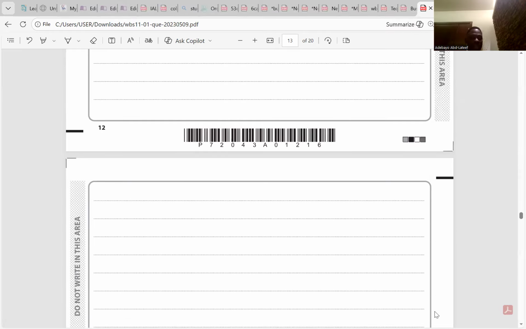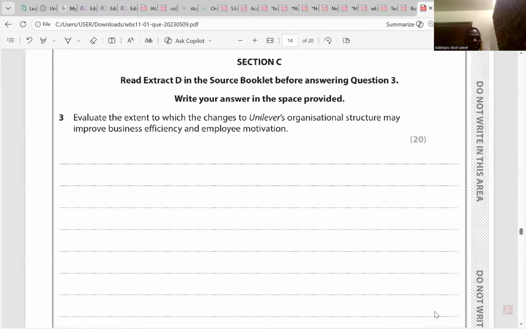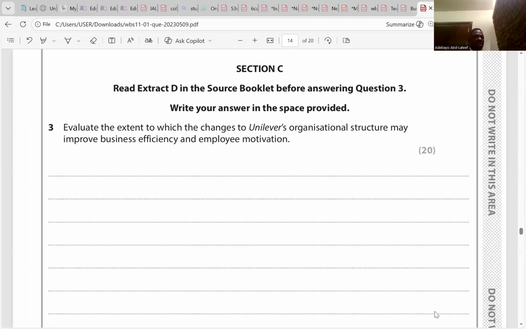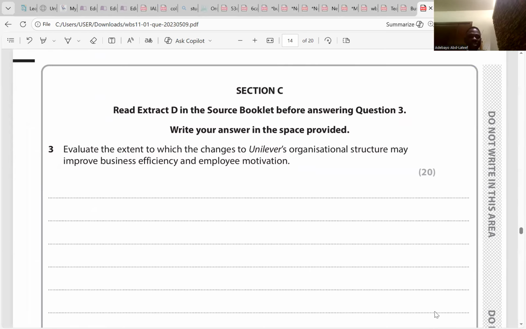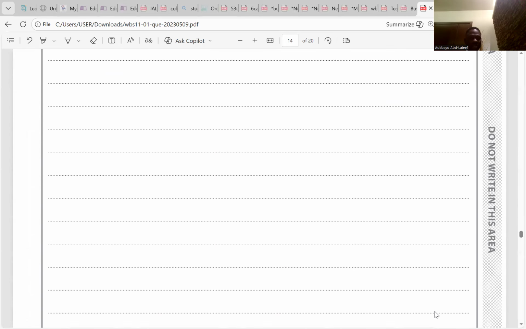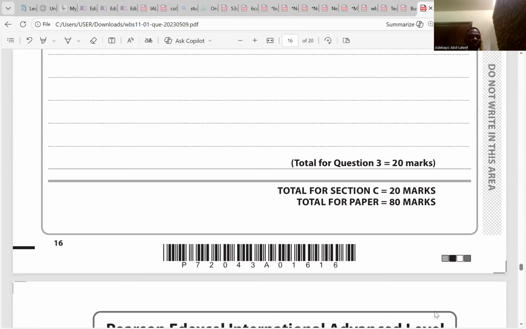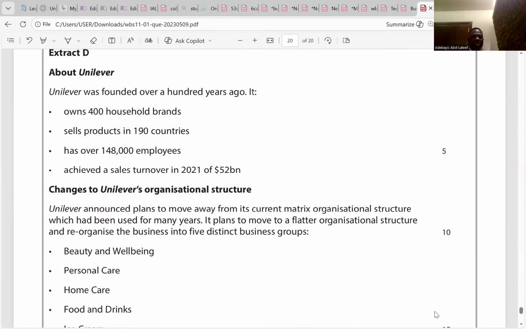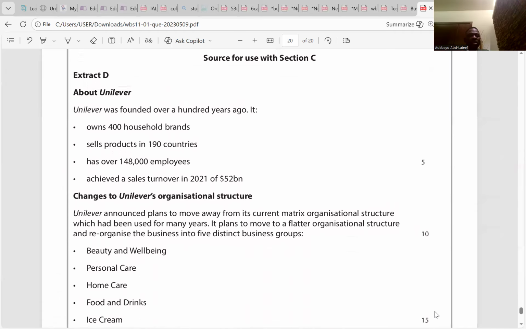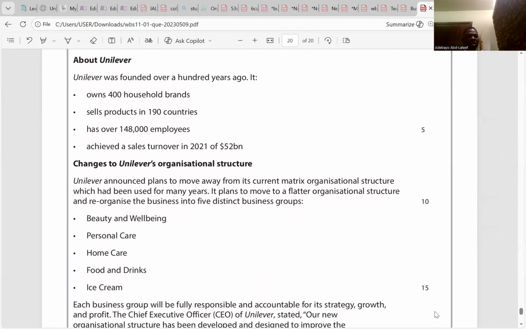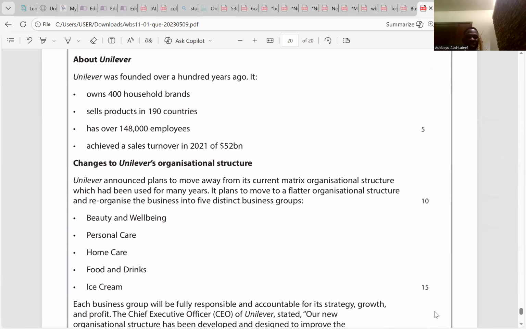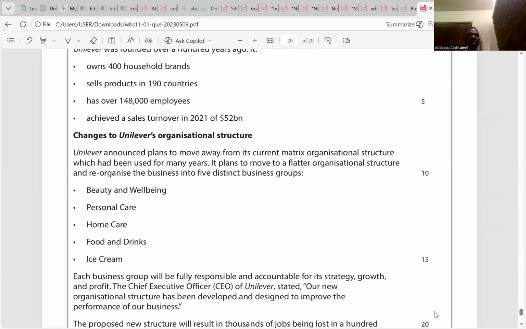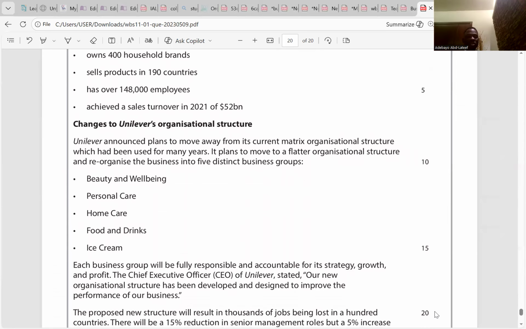For question 3, we have extract D. So I'm going to show you extract D before we go down to the question. This is extract D, about Unilever. Unilever was founded over 100 years ago, over a century. It has household brands and sells products in 190 countries. It's a multinational anyway.